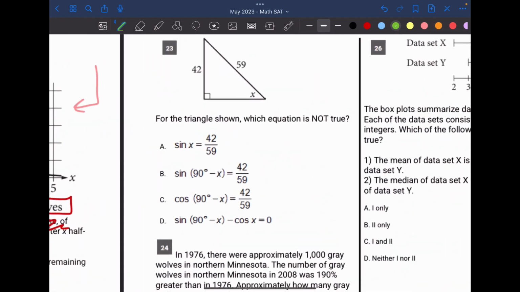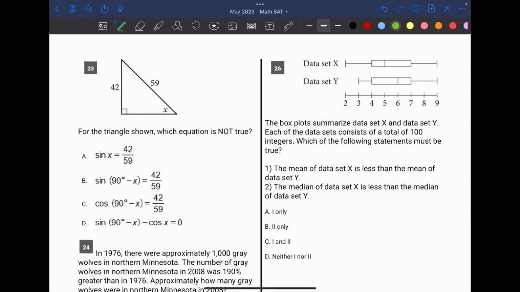Question number 23. Here we have a triangle, and it says which equation is not true. By looking at this, I can already tell it uses the SOHCAHTOA thing. This is the trigonometry rules that you have to memorize. For sine, it would be opposite over hypotenuse. For cosine, it would be adjacent over hypotenuse. For tangent, it would be opposite over adjacent. So this is an acronym basically that I memorized.